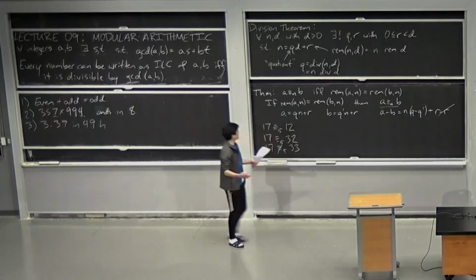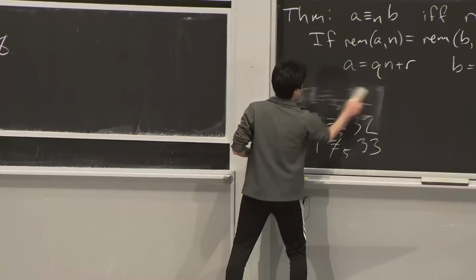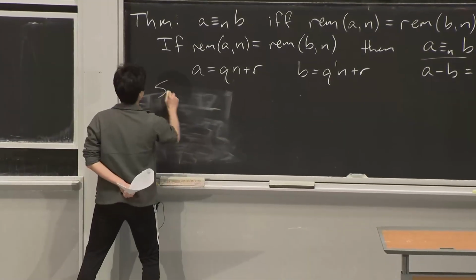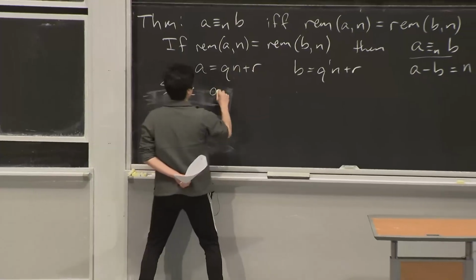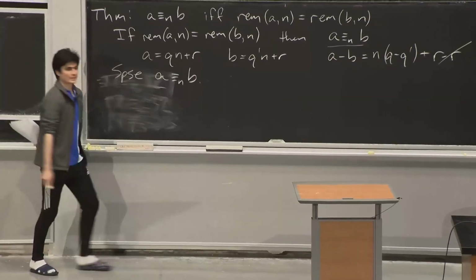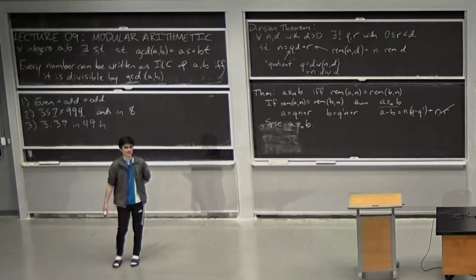Okay, what about going in the other direction? Suppose A is congruent mod n to B. Now we want to prove that the remainders, when you divide by n, are the same. How do we do that?